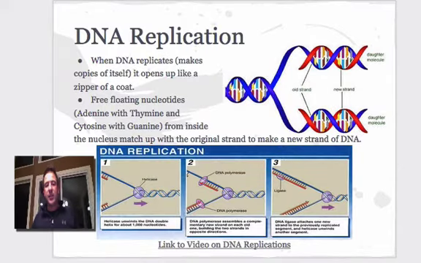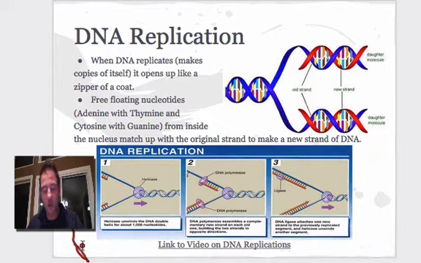DNA replication. When DNA replicates, basically it's just making a copy of itself. It opens up like the zipper of your coat, basically. So we make a copy of ourselves. It's like we are unzipping our coat. It's like we're going zoop, zoop, zoop, and we're replicating, and then it continues as if we were going to put it back together. It's going to zip back up and make a nice straight line.